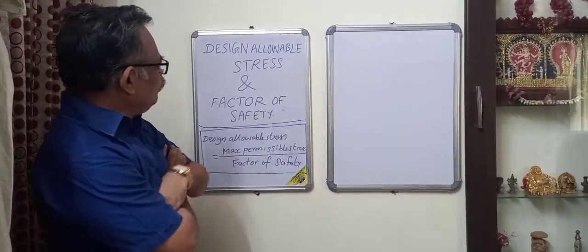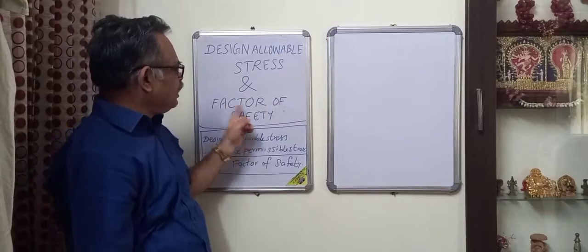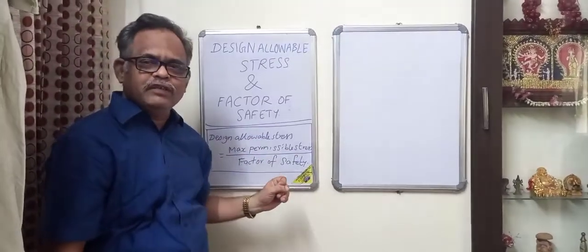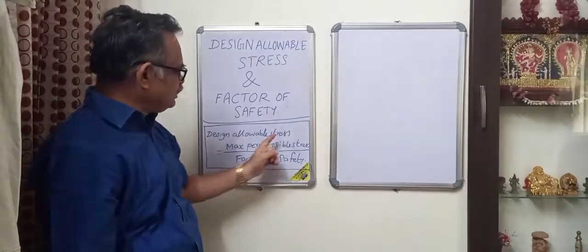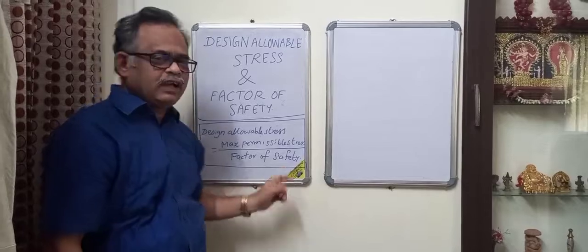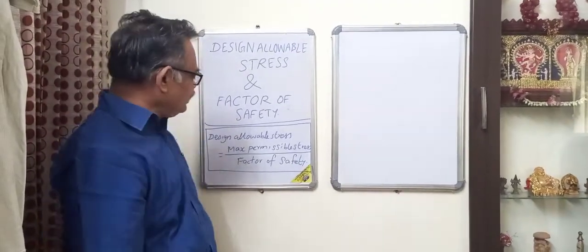Here we will discuss design allowable stress and factor of safety, right? What is design allowable stress? How is it defined? Design allowable stress is equal to maximum permissible stress divided by factor of safety, right? Once again, there is one more confusion coming into the picture. What should be the maximum permissible stress, right? For that, I will give you some guidelines, right?